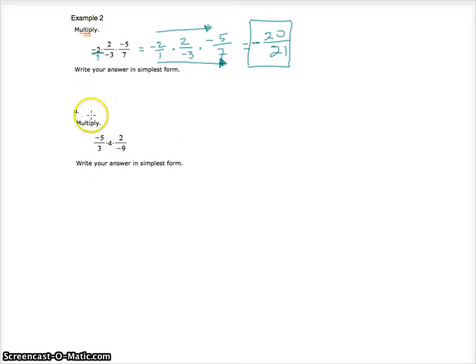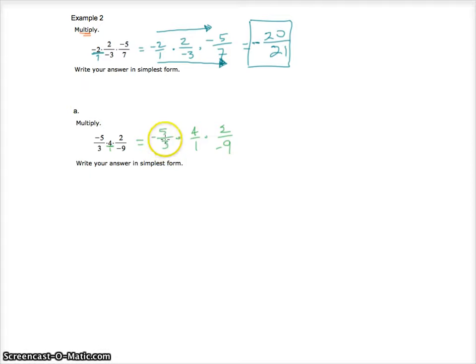Let's look at the next example. A says multiply negative 5/3 times 4 times negative 2 over 9. So what I need to do is put the 4 over 1 here. And I'm going to rewrite this so it looks a little nicer. So I have negative 5/3 times 4 over 1 times 2 over negative 9.